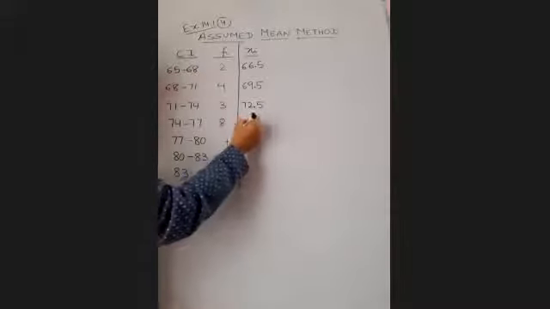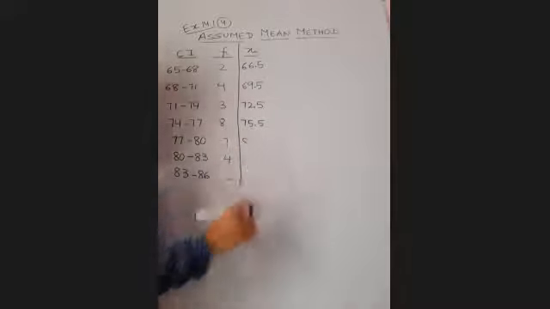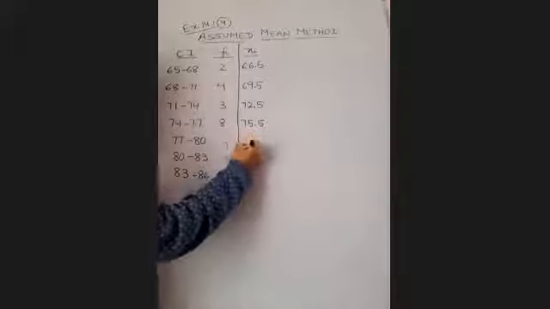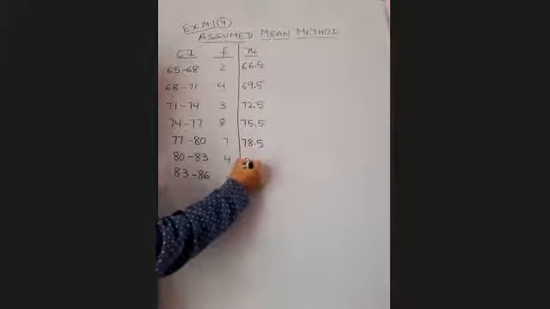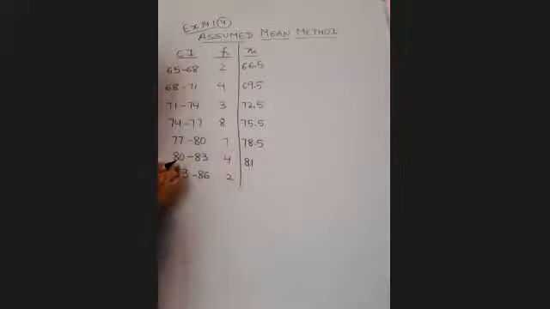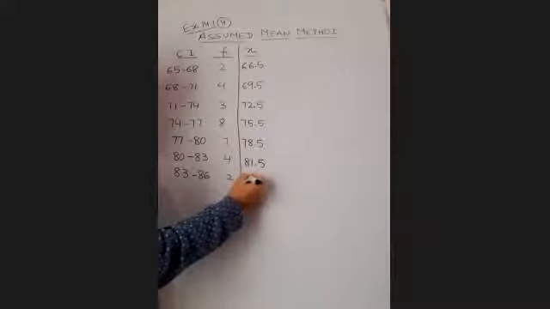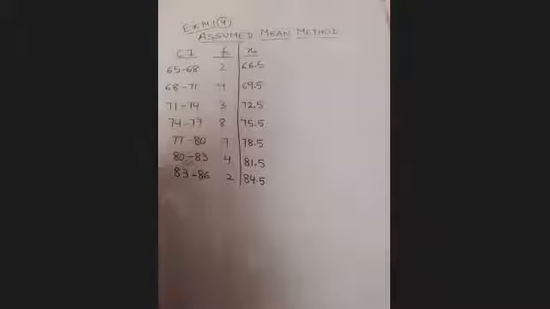Next would be, can you please tell me? 75.5. Very good. Next, 78.5. Next, 81.5. It will be more than 80, so 81.5. And then 84.5.